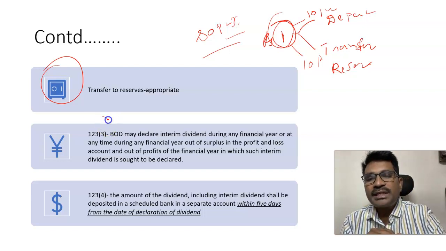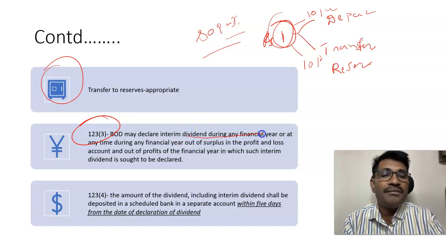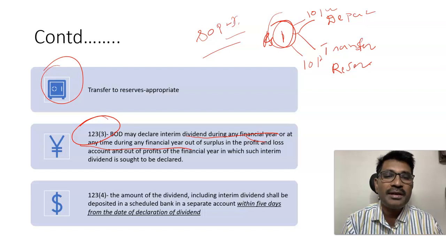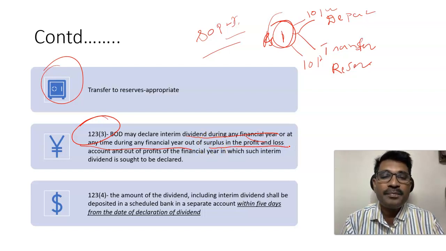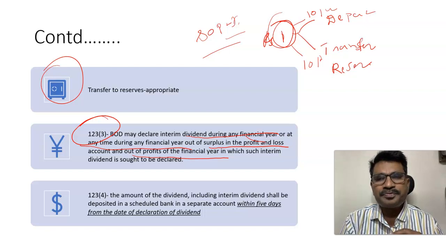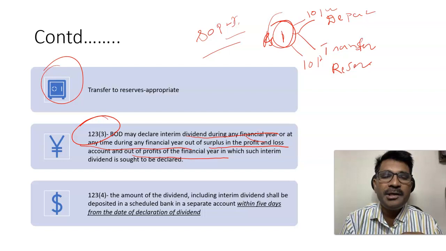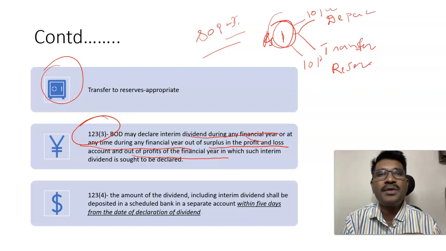Now let us see section 123 clause number 3. The board of directors may declare interim dividend at any time during any financial year. So kindly remember, any time during the financial year, out of the surplus in the profit and loss account, or out of the profits of the financial year in which such interim dividend is sought to be declared. So in general, during the financial year, the board of directors can declare the interim dividend. Then the interim dividend will be added into the final dividend, when the total dividend is calculated in the annual general meeting.